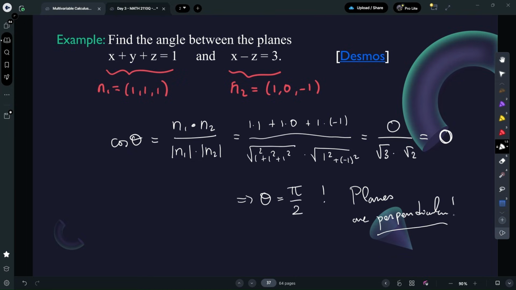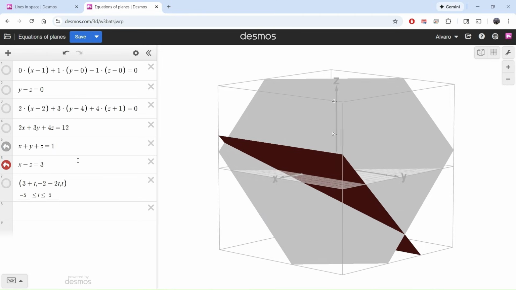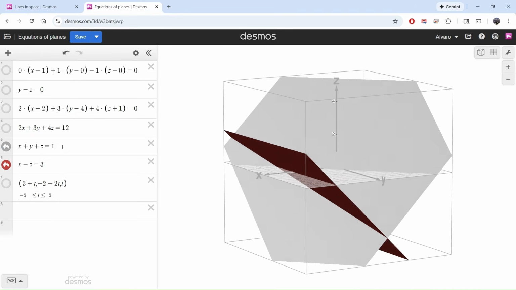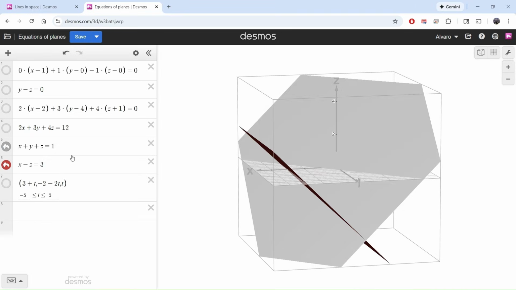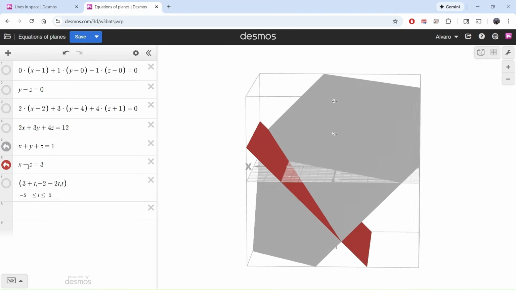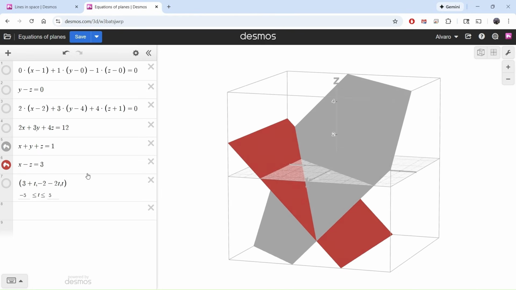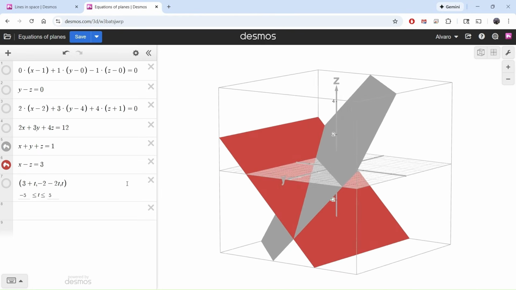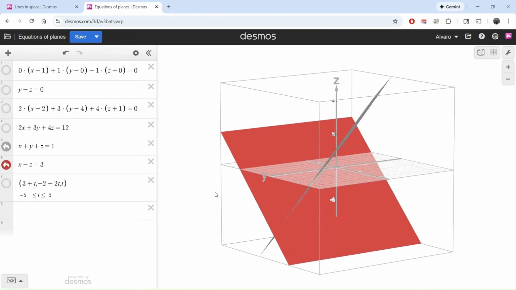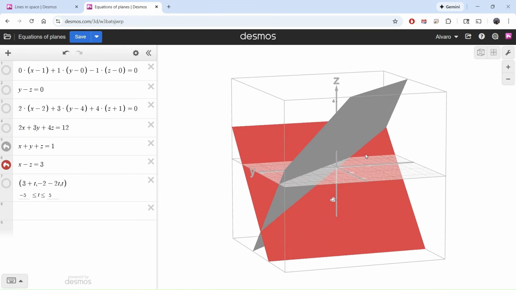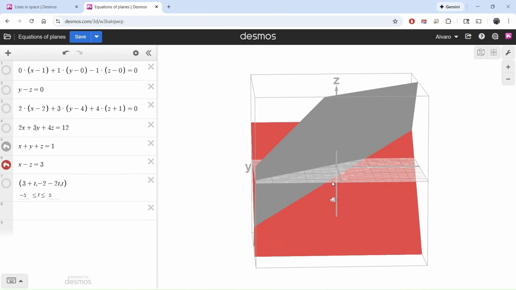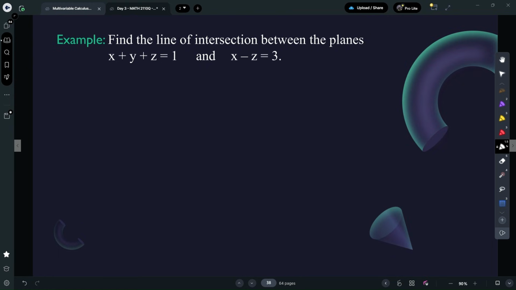And I can show you that in Desmos. So here in gray is the plane x plus y plus z equals 1, and in red is the plane x minus z equals 3. And if you look at it from the right angle, you can see that these two planes are in fact perpendicular to each other.